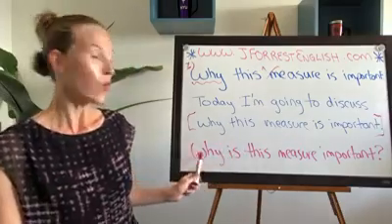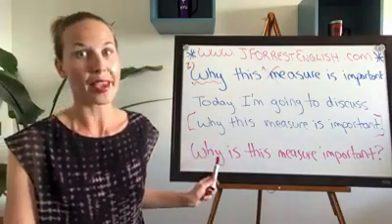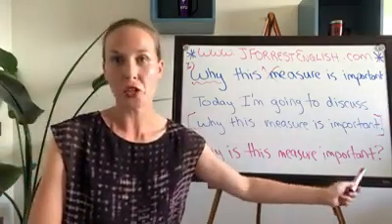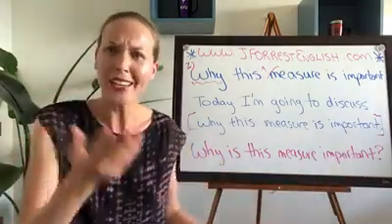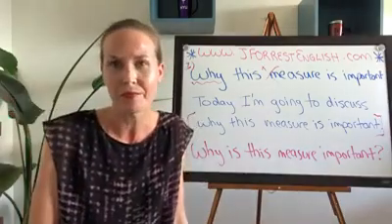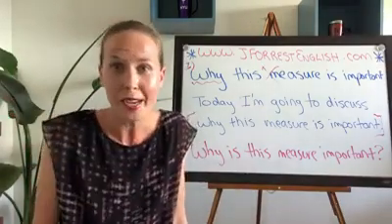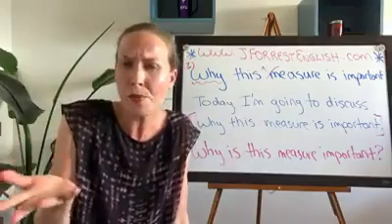All right, to summarize, remember that in our question form, we're going to see the verb to be right beside our WH. Why is this measure important? That's a question. I'm asking you, tell me. Hey, tell me, why is this measure important? I have no idea. Seriously, do you know why? I don't. Why is this measure important?